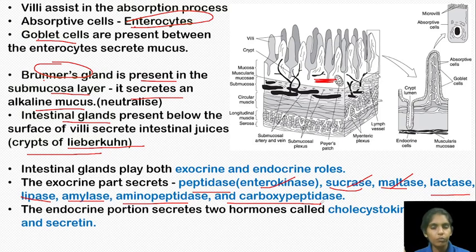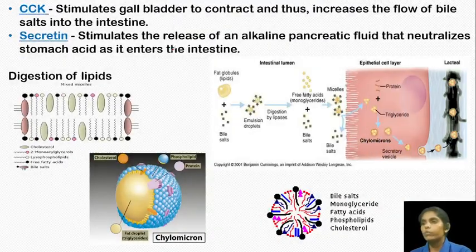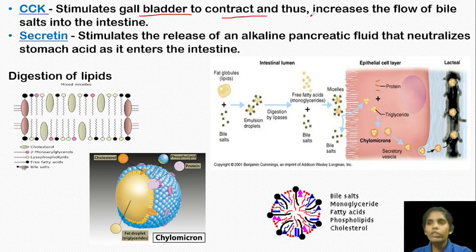Like the stomach, which will produce both enzymes and hormones, the small intestine will also produce enzymes and hormones. And what are the hormones secreted by the small intestine? It is the cholecystokinin and the secretin. So here, the cholecystokinin is the hormone which will stimulate the gallbladder to contract and thus increase the flow of bile salts into the small intestine.